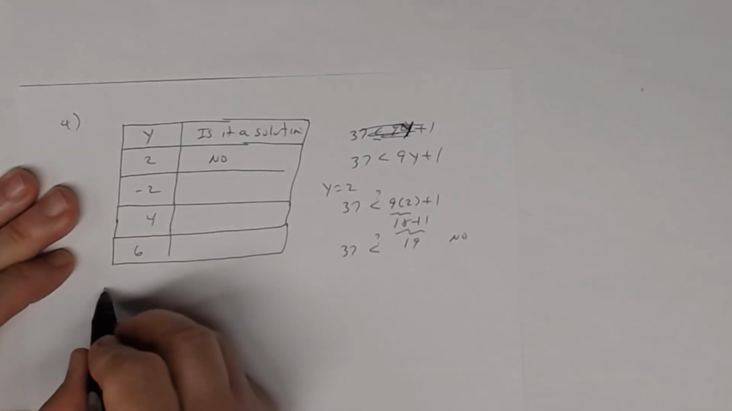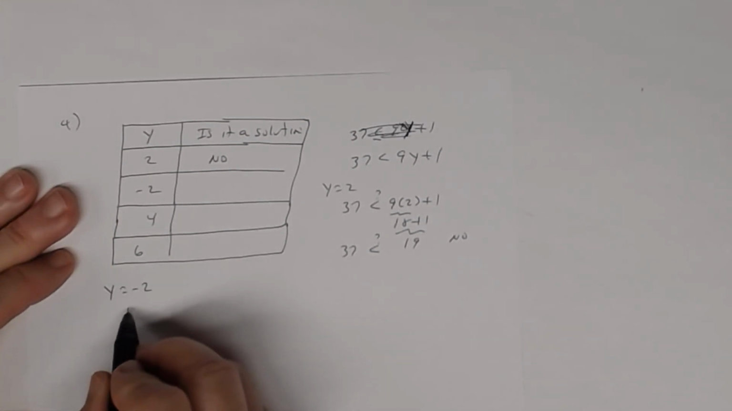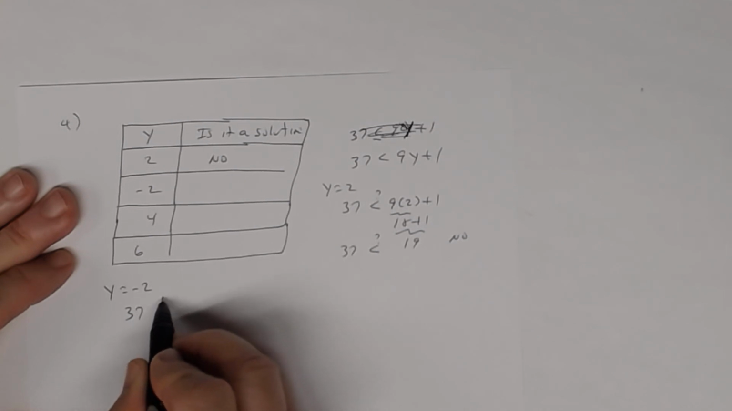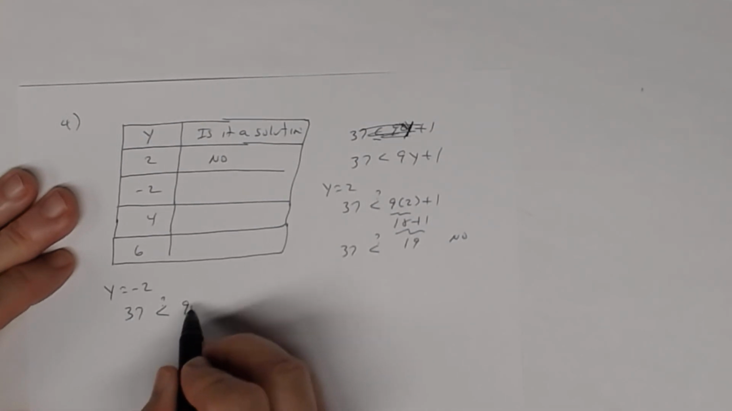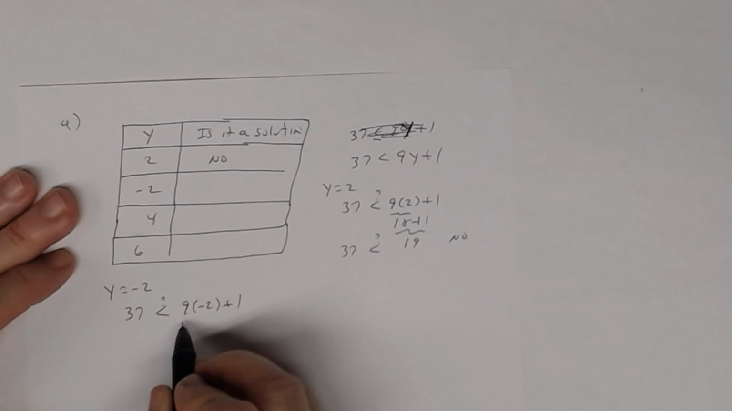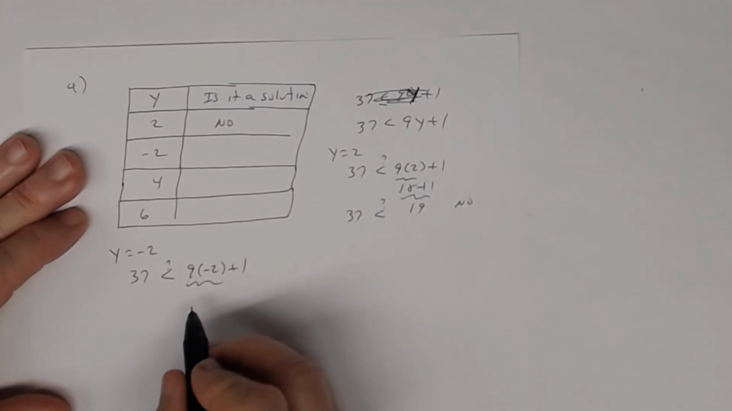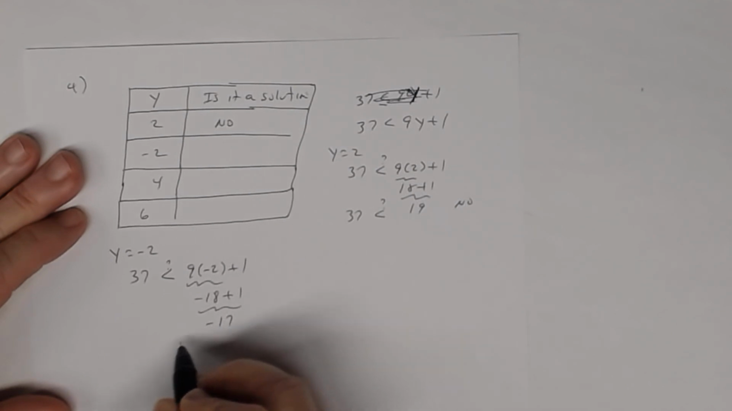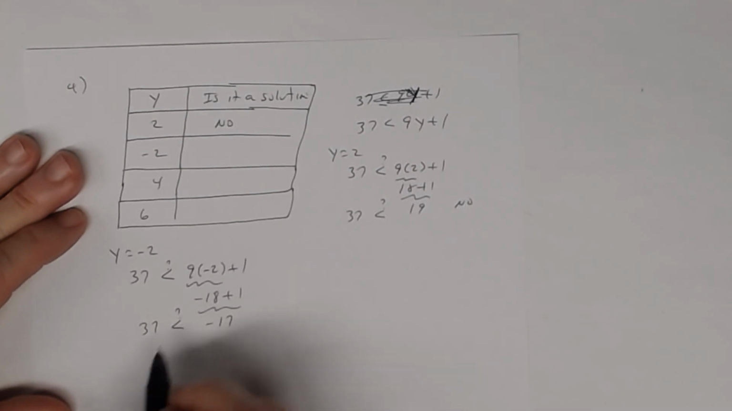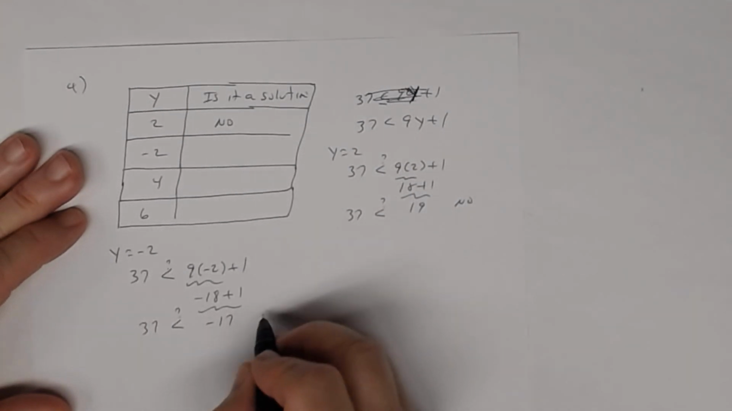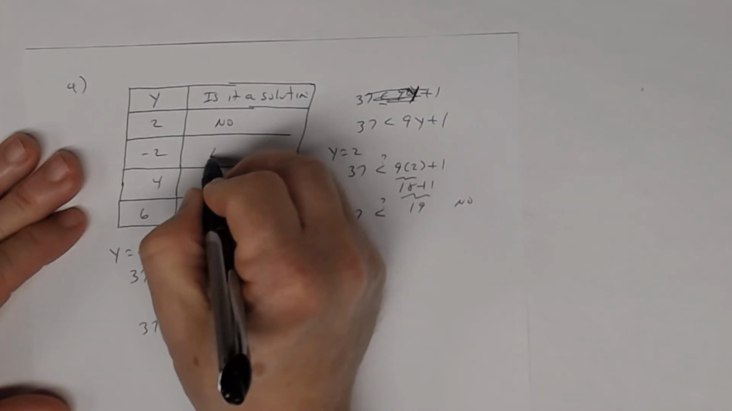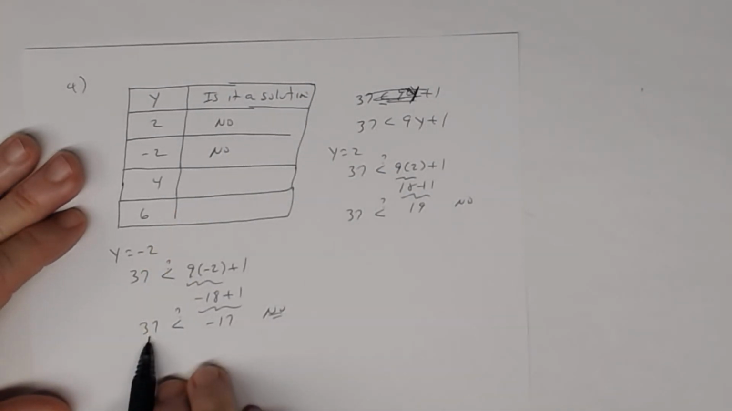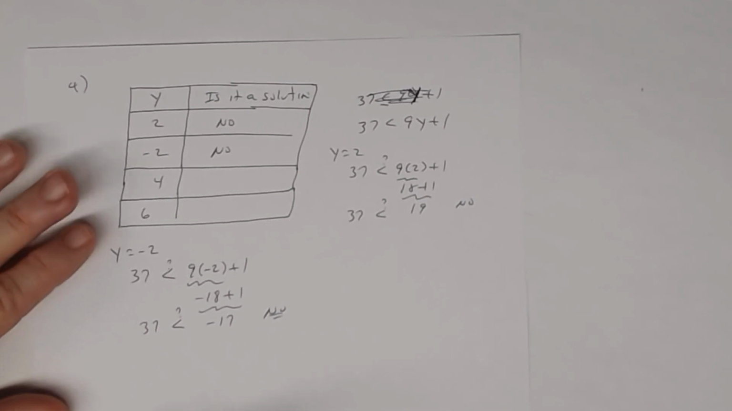Let's check negative 2. y equals negative 2. So 37, is that less than or equal to 9 times negative 2 plus 1? Well, 9 times negative 2 is negative 18. Negative 18 plus 1 is negative 17. So is 37 less than or equal to negative 17? The answer is no. A positive number is always greater than a negative number.